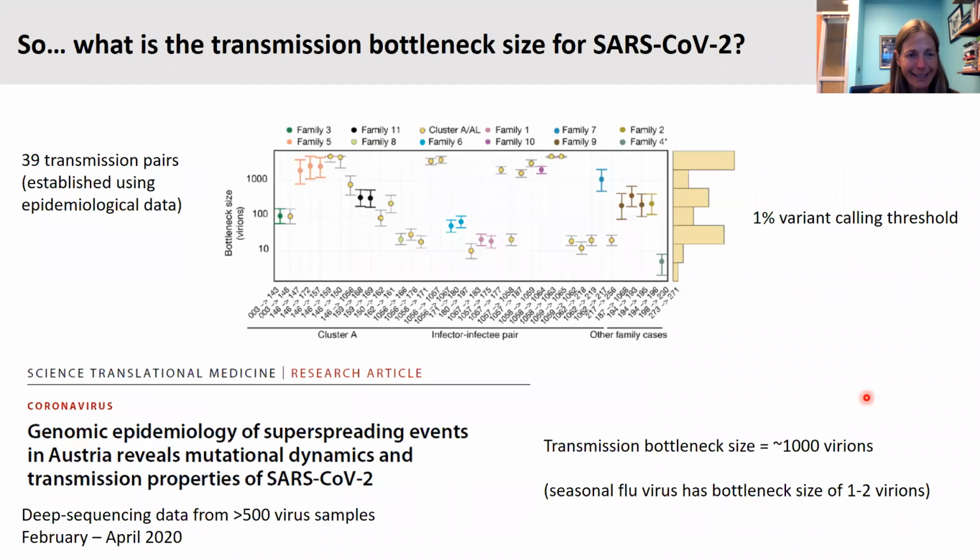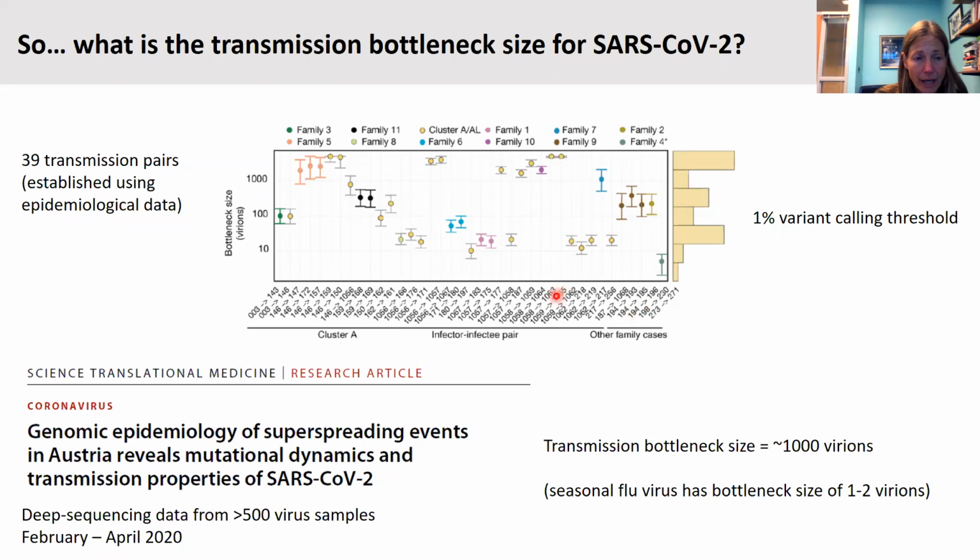So what's the transmission bottleneck size for SARS-CoV-2? Previous work done in seasonal influenza, by Adam Lauring's group in particular, has found that the bottleneck size for seasonal flu is tiny. It's 1 or 2 viral particles, so very, very small. So we were interested in seeing what the transmission bottleneck size was for SARS-CoV-2, and this was some of the initial work that came out.